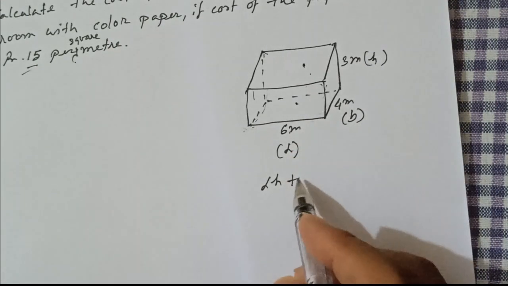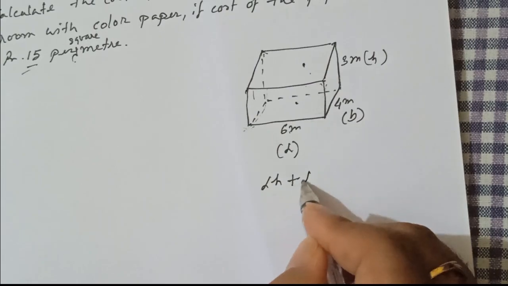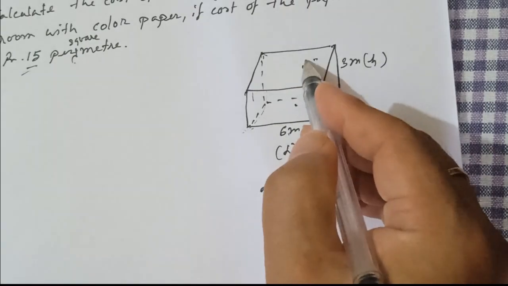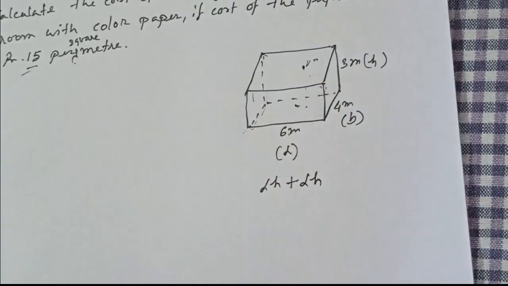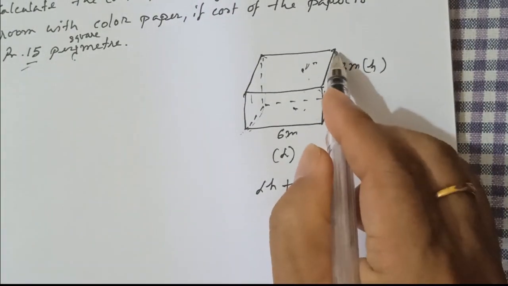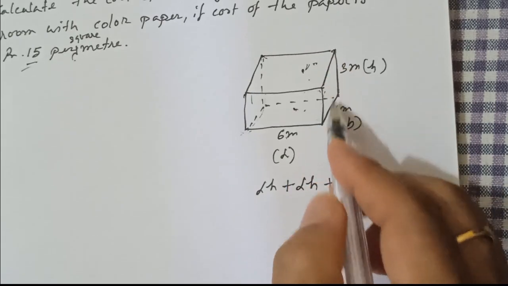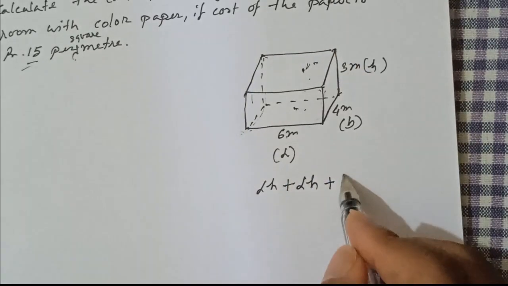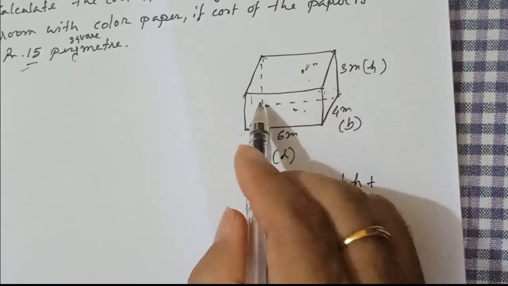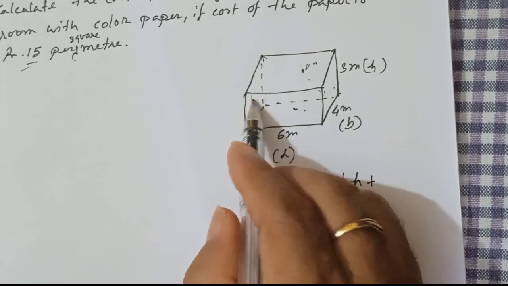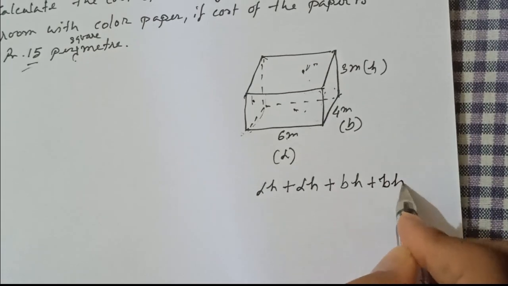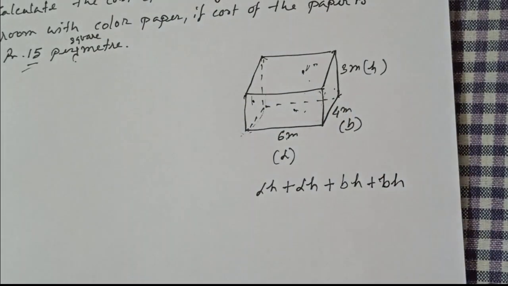So we have one pair of L into H for two opposing walls, this wall and this wall. Suppose this is one wall and this is another wall. Again we have to add it. What is the area of this wall? This is breadth into height, B into H. Again there is an opposite wall whose area is the same, because it is the same size.